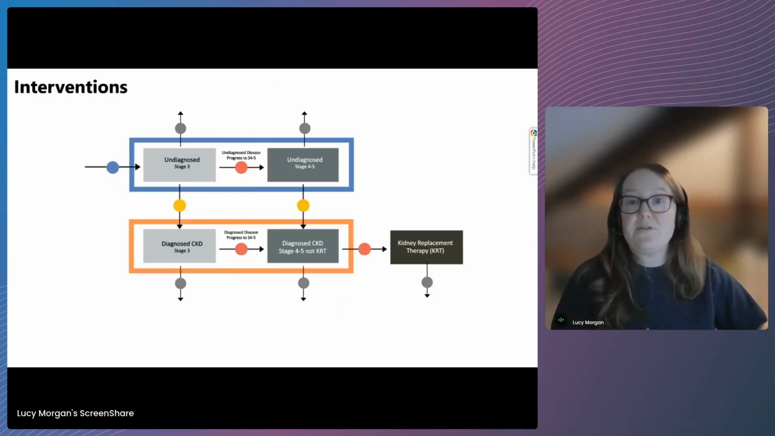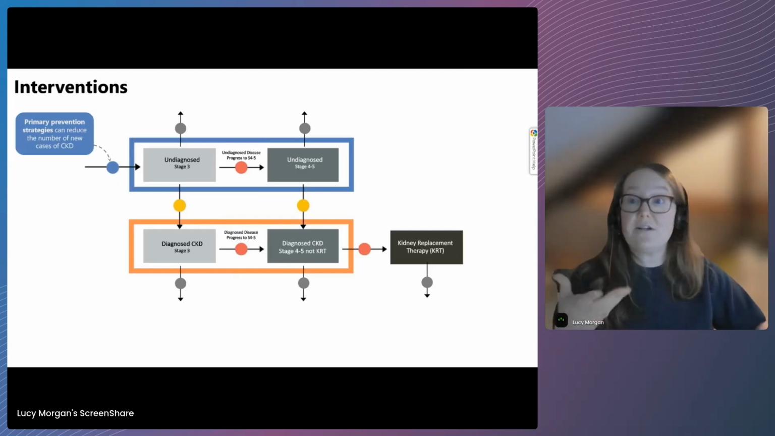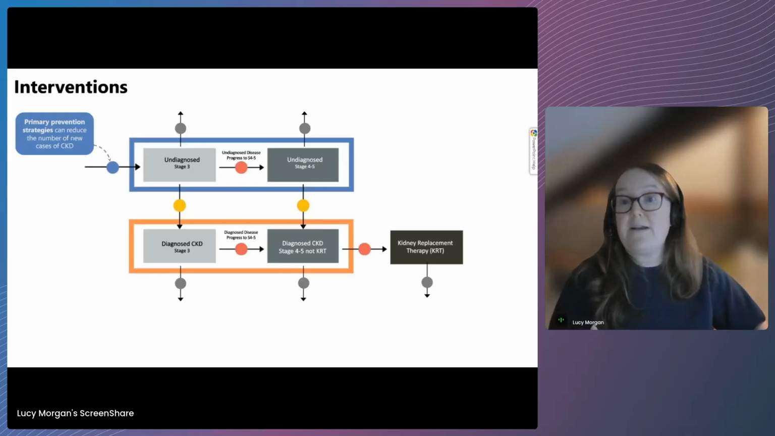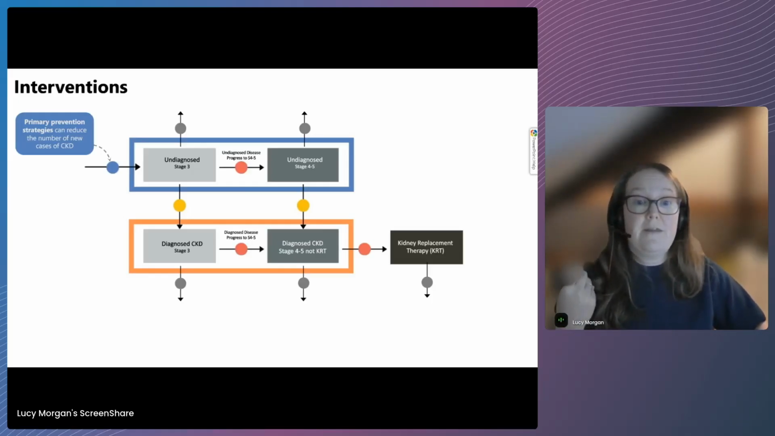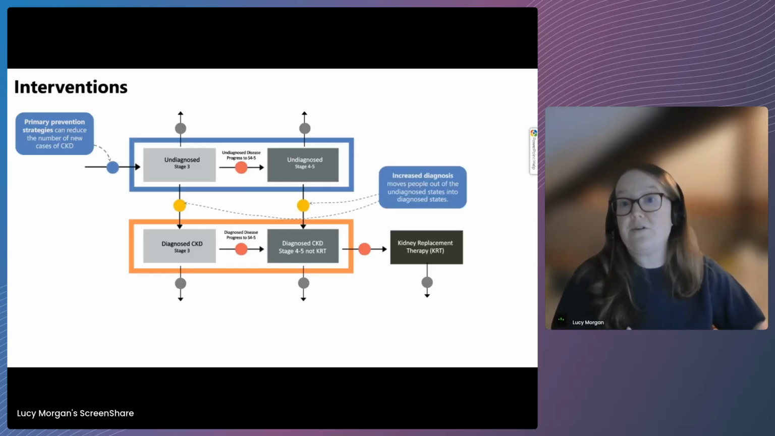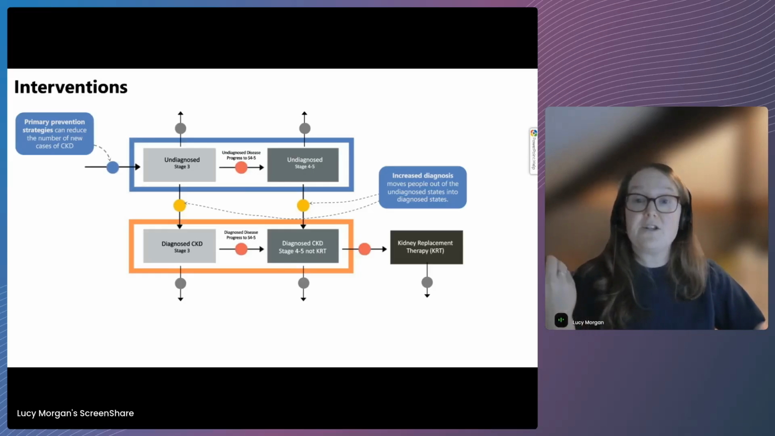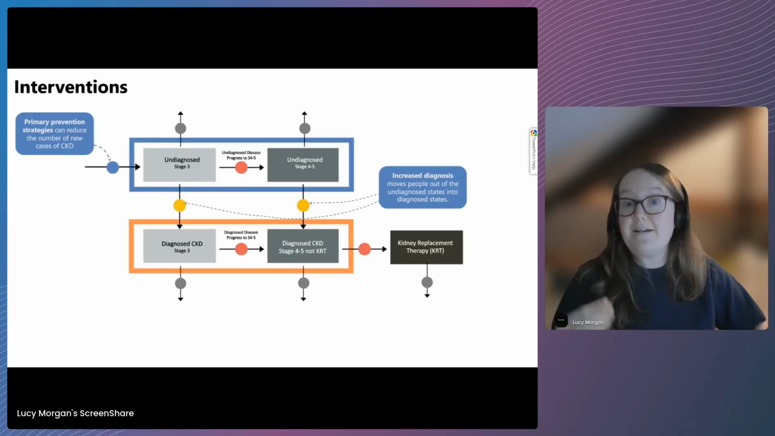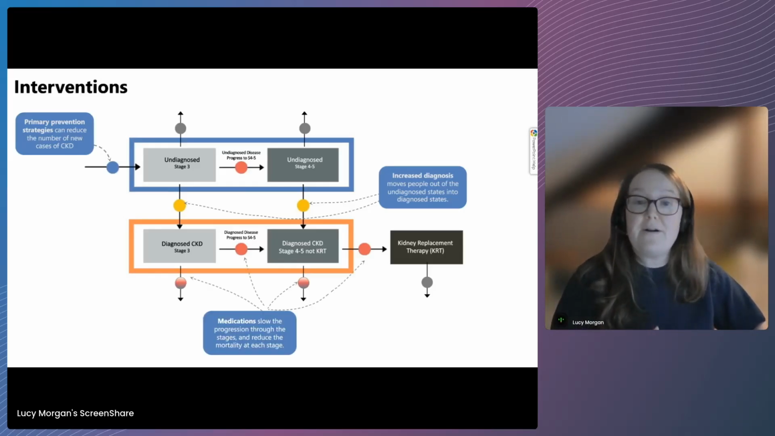Now, what we've done with this model is we've looked at a number of different interventions in it, including primary prevention strategies that can reduce the number of people flowing into our model. That might be something like smoking cessation or the new weight loss drugs, things like that, the impact of those on slowing the rate at which people are coming into the model. We've looked at increased diagnosis. Of course, if you're diagnosed, potentially you are having treatment for CKD, and therefore your rate of flowing from stage 3 to stage 4, 5 is slower.